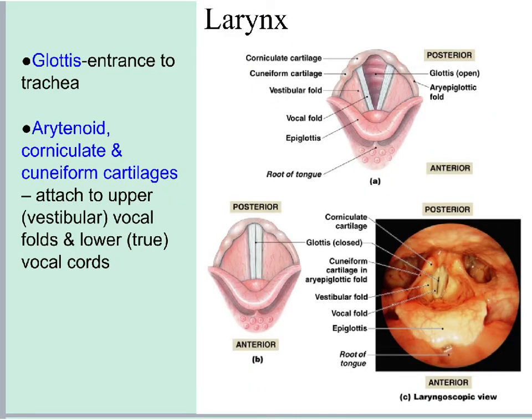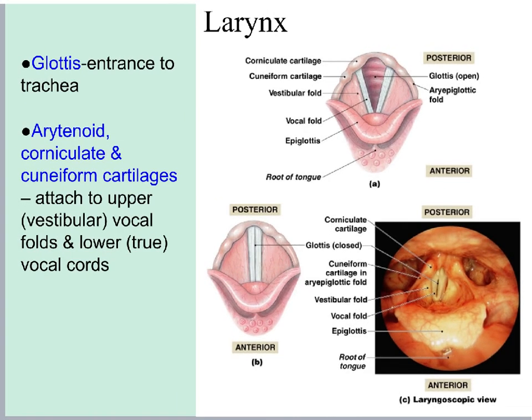Okay, students, so in this picture you're looking from a superior view into the larynx, and the authors are showing you two things here. In picture A right here, you're looking down into the larynx with the glottis open. And the glottis is the passageway into the larynx. So it's not a physical structure necessarily. It's not something you can grab. It's a passageway. It's the entrance to the trachea.